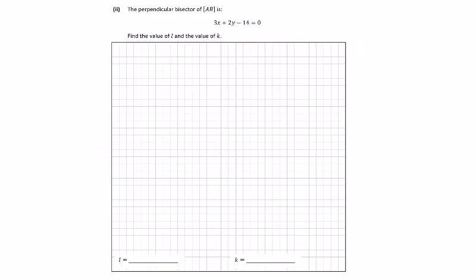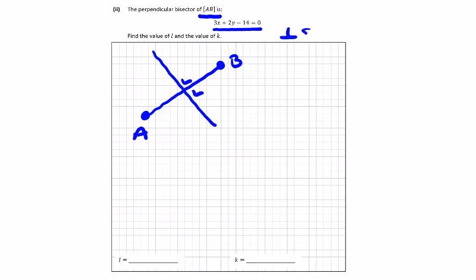Part 2, we're told the equation of the perpendicular bisector of AB is this. So if this is AB, the perpendicular bisector goes through the midpoint, creating right angles. So we have perpendicular slopes for this question.